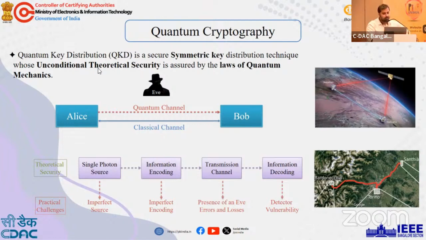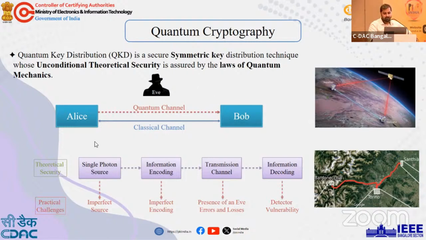As I have highlighted, there is a theoretical, unconditional security, but there are practical imperfections: imperfections on the source side, in the encoding, as well as in the transmission. We know that fibers and free space are lossy channels, and at the end, detector vulnerabilities are also there. These imperfections in the physical devices introduce loopholes for Eve, the eavesdropper, to get useful information about the secret keys from Alice and Bob. To remove these loopholes, we have to remove the dependency on the existing physical components.